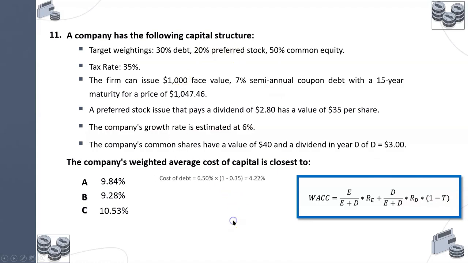Let us start with the cost of debt, which is 6.5% times the tax shield, which will give this figure. But where did we get this 6.5%? This is the rate at which discounting this figure today after 15 years will give a face value of $1,000. Let us see in the Excel sheet how to calculate this.